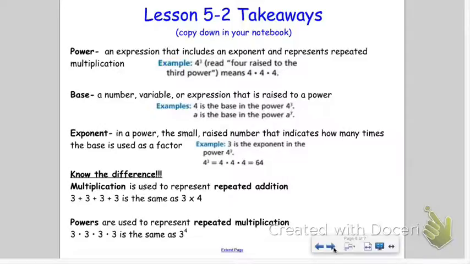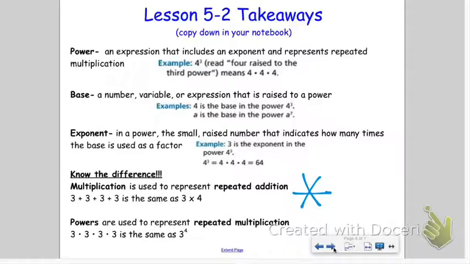The exponent is that little small raised number, and that tells you how many times to use the base as a factor. And this is very, very important. I want you to make sure that you highlight this or put a little asterisk. Make sure you know the difference. Multiplication, we use that to represent repeated addition. You probably learned that a couple grades ago. For example, instead of doing 3 plus 3 plus 3 plus 3, that's the same as just doing 3 times 4. We're saying, oh, we have 3 that we're adding 4 times, so just do 3 times 4.